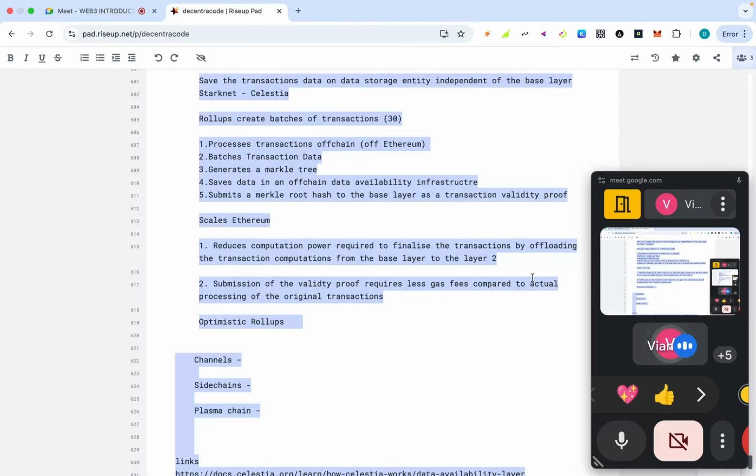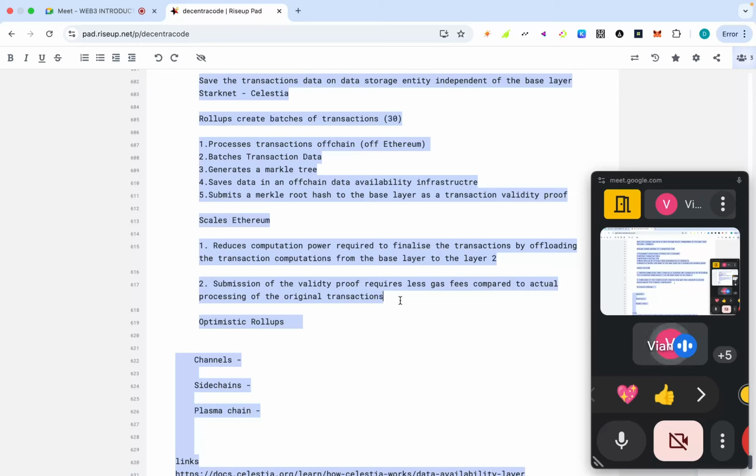Submission of value requires less gas fees. So what I was trying to say is processing these transactions off chain would mean less computing power for the base layer, and that means the gas fees will be lower because the computing power that you're requiring to deliver a proof, just a single proof that certain transactions are true, and you're finalizing that proof on Ethereum, requires less computing power, so less gas fees, compared to those transactions being executed directly by the Ethereum blockchain, because it's highly competitive.